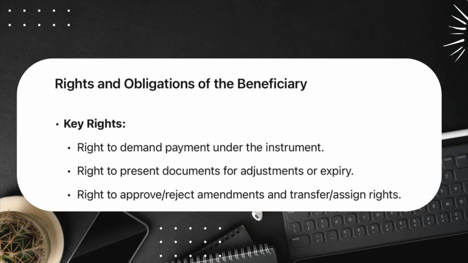Although the principal right of the beneficiary is to make a demand under the instrument, the beneficiary may have additional functions under the terms of the instrument, including presentation of one or more documents in relation to the adjustment of the amount payable under the instrument or expiry of the instrument. The beneficiary also has the right to approve or reject any amendment of the instrument. We shall deal with amendments in more detail in the coming sections. Sometimes, a beneficiary will want to transfer or assign a part of its rights under the instrument, which we will also discuss in the coming sections.